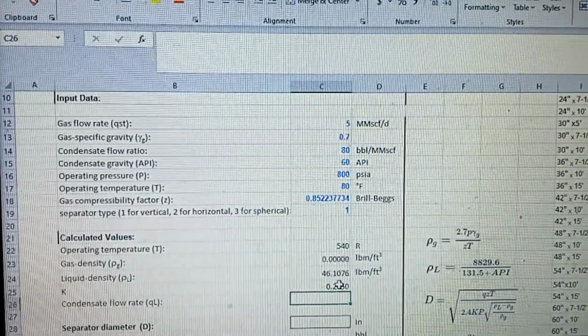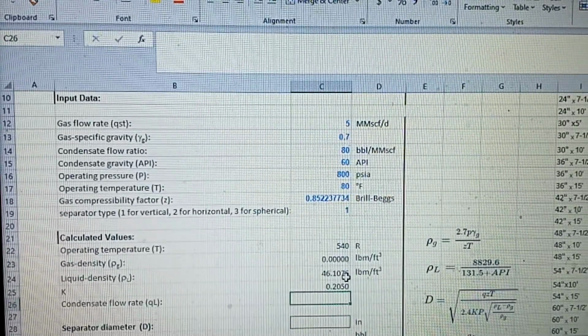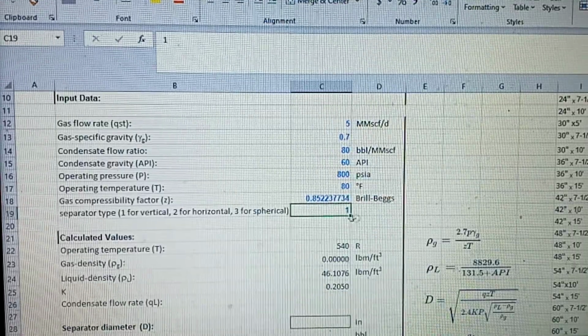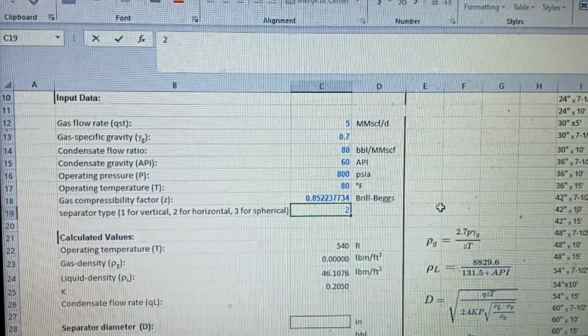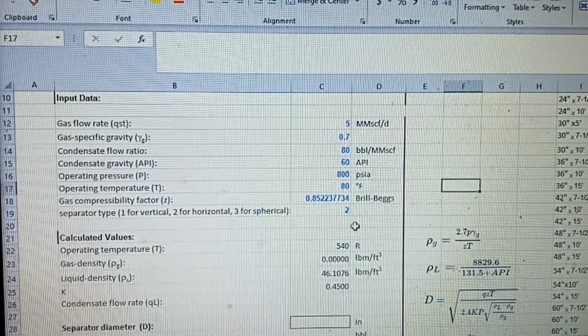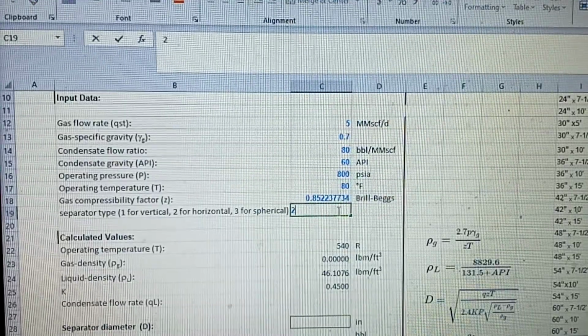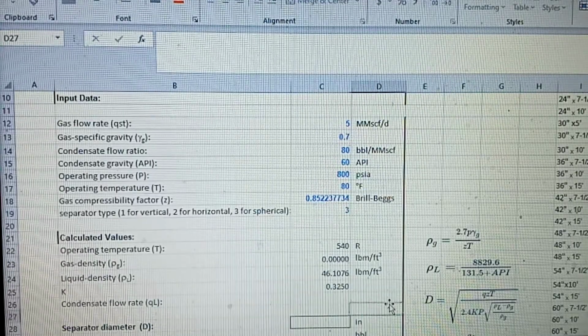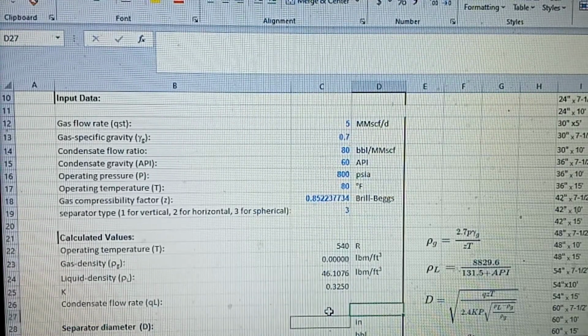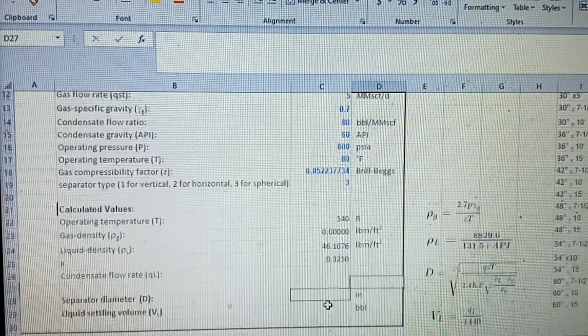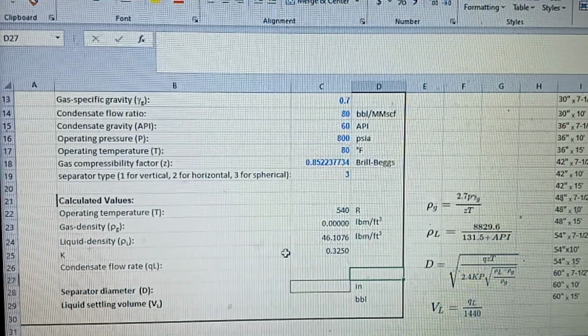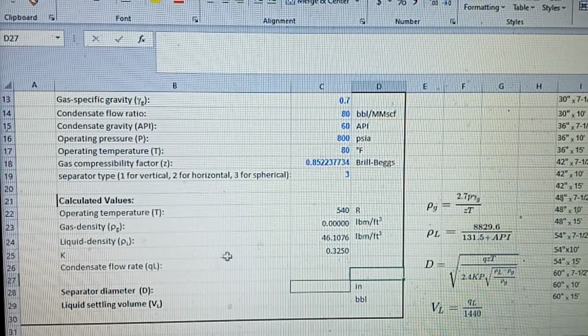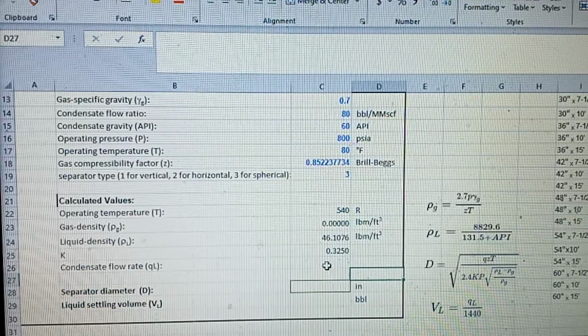So you see it's selecting 0.205 because I put 1 here. Let me test it. I put 2, it's going to be 0.45. Okay. I put 3, it's going to be 0.325. That's correct now. So now the next thing is to find the condensate flow rate.